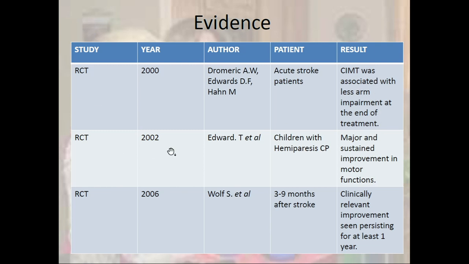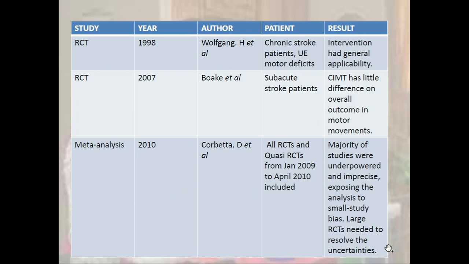When another RCT was done in 2002, when children with hemiparesis CP were taken, they found very drastic and sustained improvement in the motor functions. When another RCT was done in 2006, when patients of 3 to 9 months after stroke were taken, it was shown that clinically relevant improvement was seen persisting even after 1 year too.